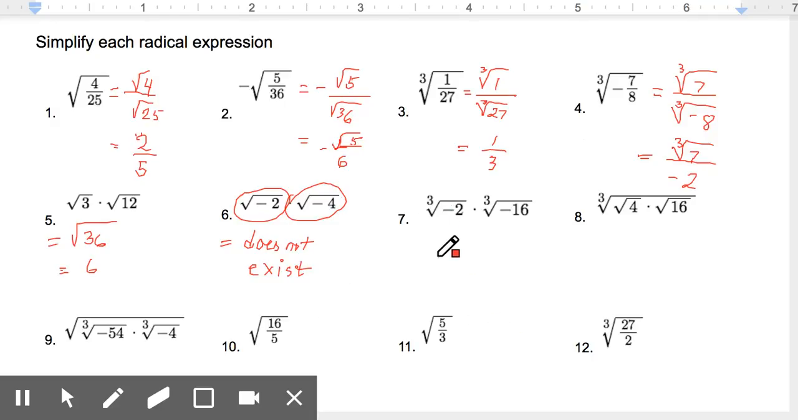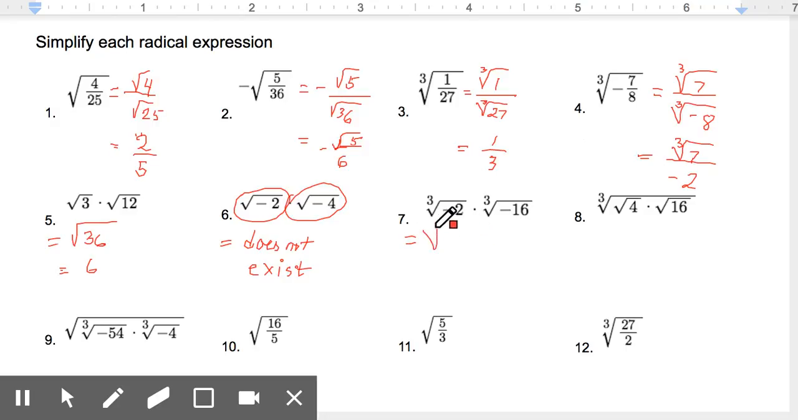Okay, number 7. We have here cube root of negative 2. Because this is cube root, we can have a negative radicand for a cube root. Because when we multiply a number by itself 3 times, it is possible that you have 3 negative identical factors. And so the product will also be negative. So cube root of negative 2 exists and cube root of negative 16 exists. Therefore, we can multiply these two radical expressions.